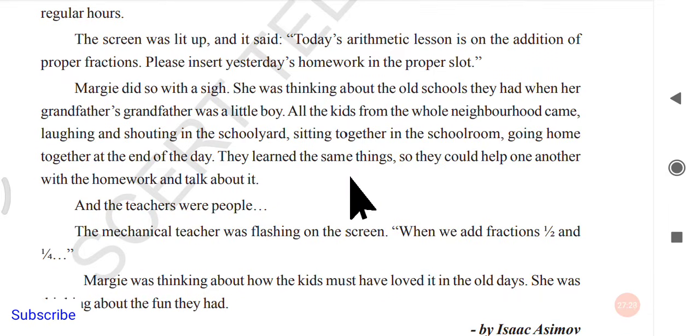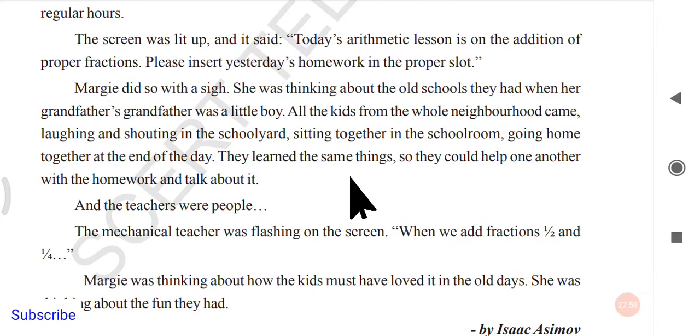So when Margie's mechanical teacher on the screen asked her to insert the homework in the slot, this girl is disappointed and gave a sigh, in the sense of expressing less interest. Usually girls do that when they are little interested towards something. So she started thinking about the old schools which existed when her grandfather's grandfather was a little boy.